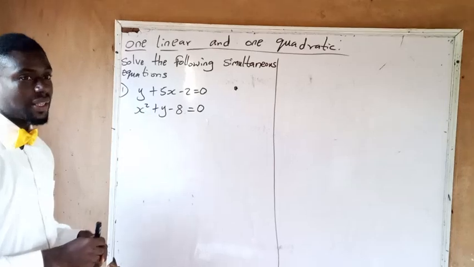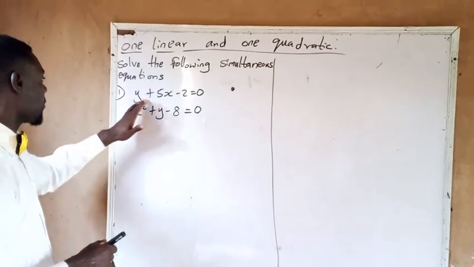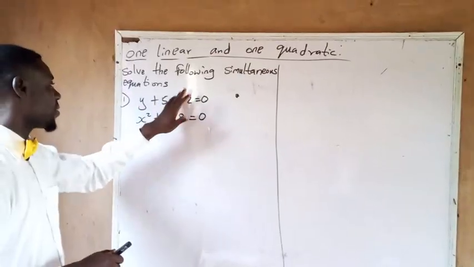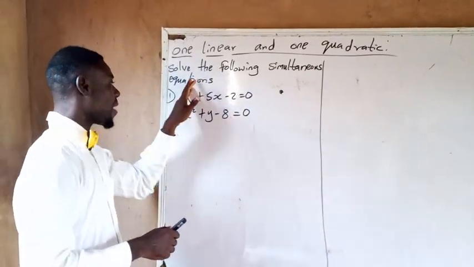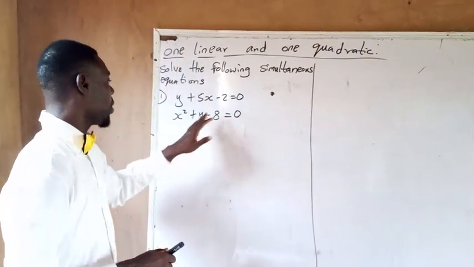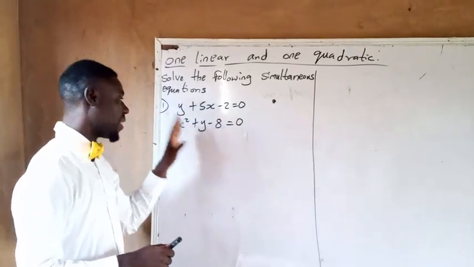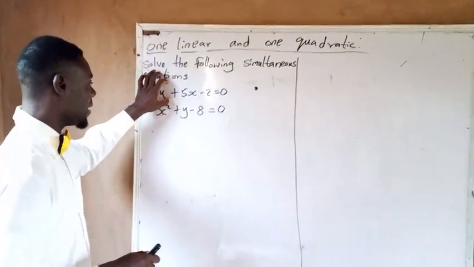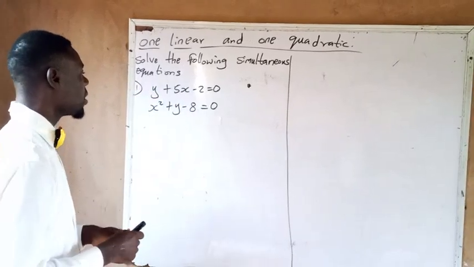Today I'm going to teach you one linear and one quadratic equation, and we're going to solve it simultaneously. First of all, this one is linear, it has no x raised to the power of 2 or y raised to the power of 2, and this one has power 2 here. So we need to use this linear equation to solve this quadratic.